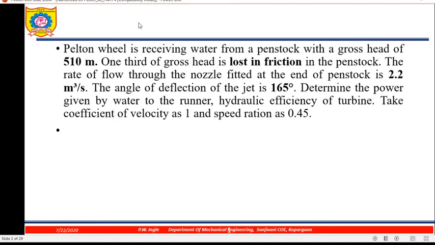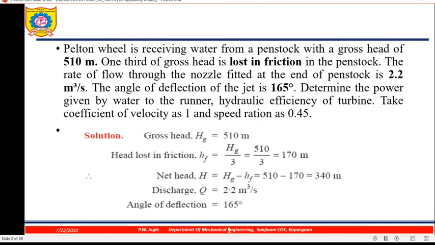So I will read the statement of the problem. A Pelton wheel is receiving water from a penstock with a gross head of 510 meter. One third of the gross head is lost in friction in the penstock. The rate of flow through the nozzle fitted at the end of the penstock is 2.2 meter cube per second. The angle of deflection of the jet is 165 degree. Determine the power given by water to the runner and the hydraulic efficiency of the turbine. Consider coefficient of velocity as 1 and speed ratio as 0.45.